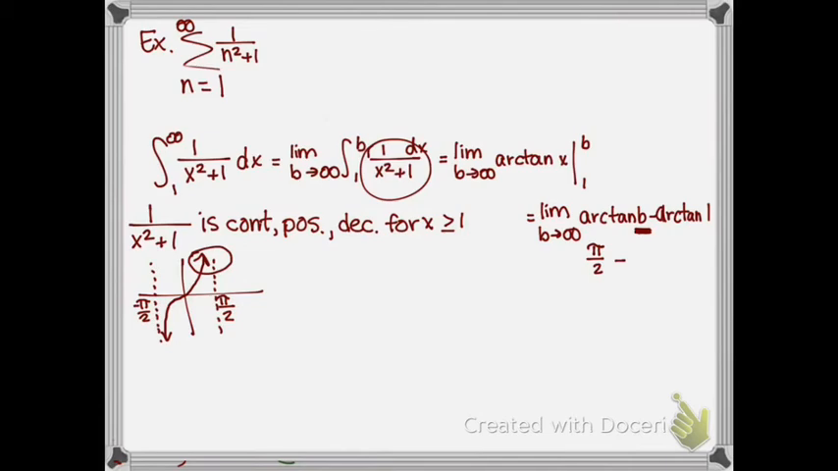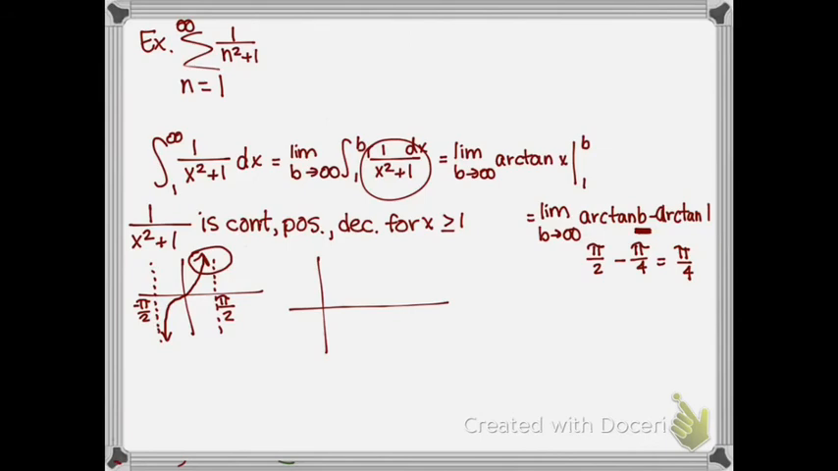And then you know from the unit circle that at pi over 4 and 5 pi over 4, tangent is equal to 1. But when we evaluate arctan, we're only looking between negative pi over 2 and pi over 2. So subtracting, this improper integral is going to be equal to pi over 4.